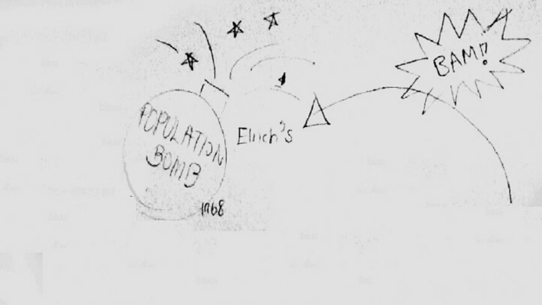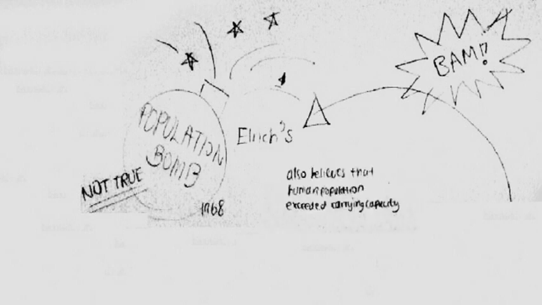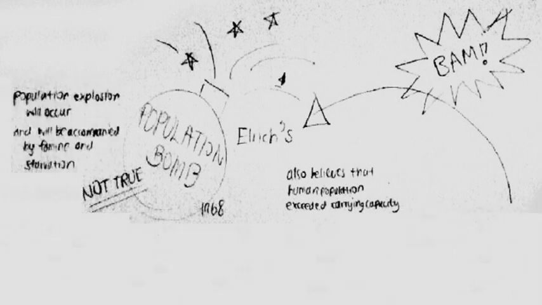A man named Ehrlich proposed a theory called the population bomb. Keep in mind that this theory is proven wrong, like Malthus's, though. Anyway, Ehrlich also believed that the human population had already exceeded the carrying capacity. Because he believed so, he thought a population explosion accompanied with famine and starvation and all that chaos would soon occur. Again, this theory was proven wrong because the population rate actually declined a little in 1970.